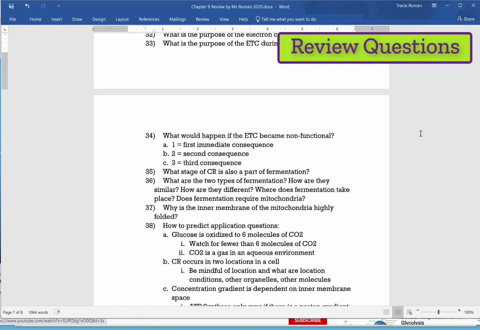What stage of cellular respiration is also a part of fermentation? That is glycolysis. The two types of fermentation: how are they similar? How are they different? Where does it take place? And does it require mitochondria? The two types we learned about are lactic acid fermentation and alcohol fermentation. They're similar because they both include glycolysis. They both take place in the cytoplasm.